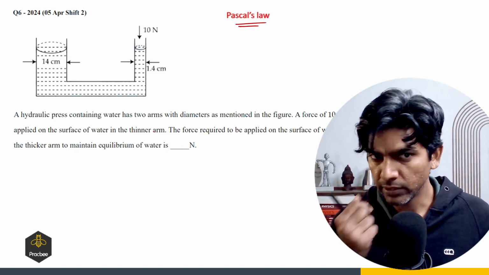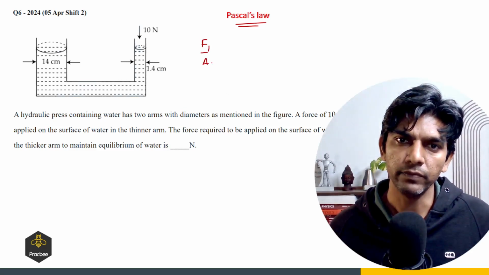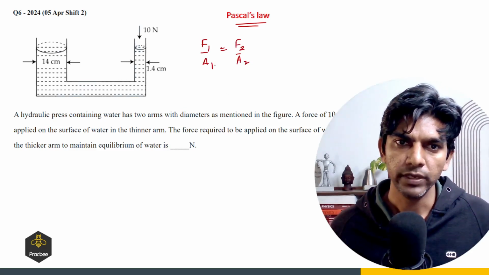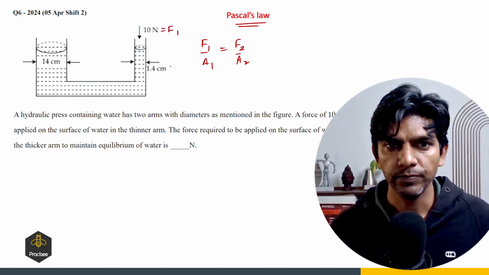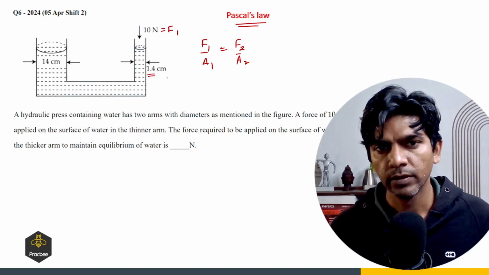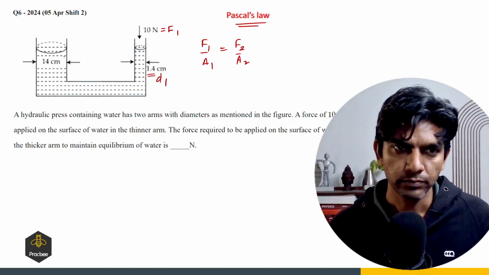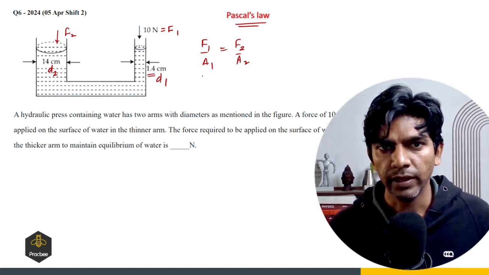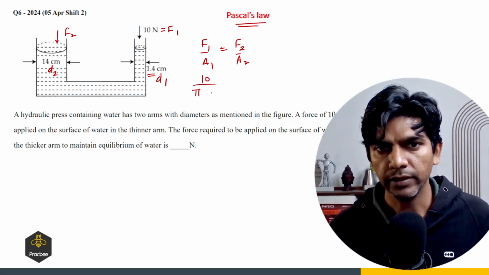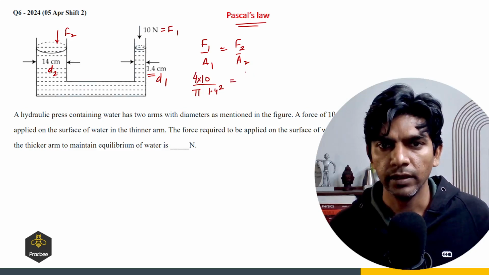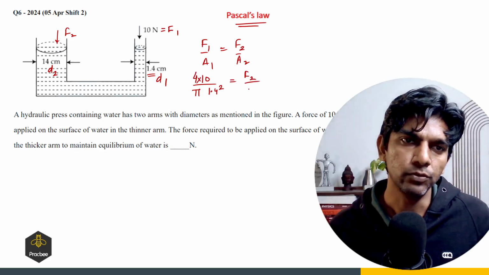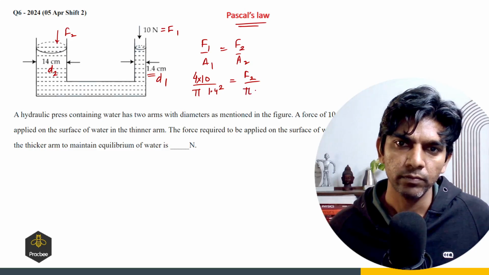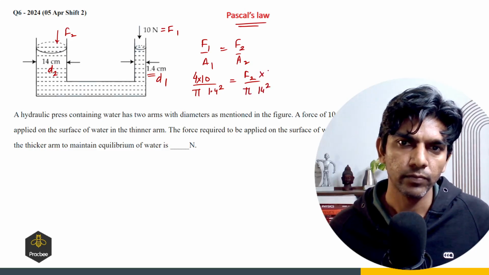So in case of a hydraulic lift, we can write F1 by A1 will be equal to F2 by A2. Here, let me call this F1, and here we have the given diameter, so this will be D1 and this will be D2, and we have to find F2. So F1 is 10, the area will be pi d square by 4, that is pi D1 square by 4, which is 1.4 square by 4, and F2 we have to calculate, and A2 will be pi 14 square by 4.